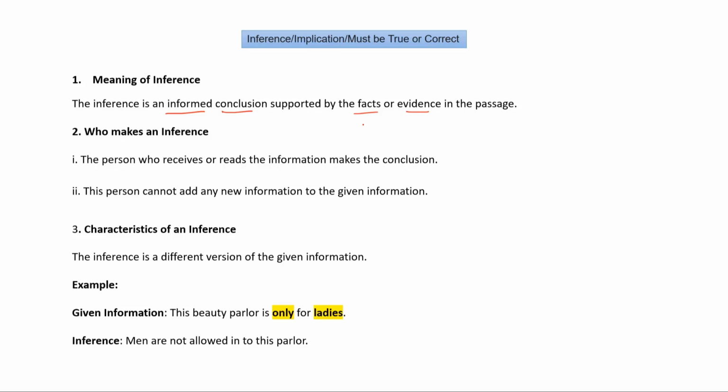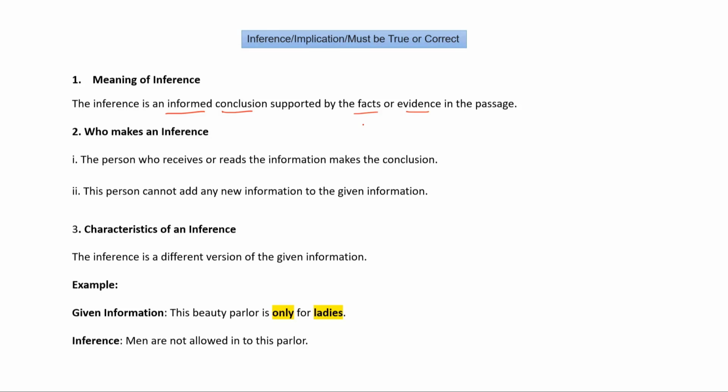Now look at the third point, characteristics of an inference. The inference is a different version of the given information. What does a different version mean? It means the information given in the passage is present in the best option in a different way.